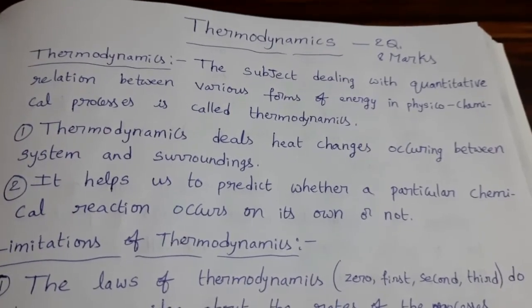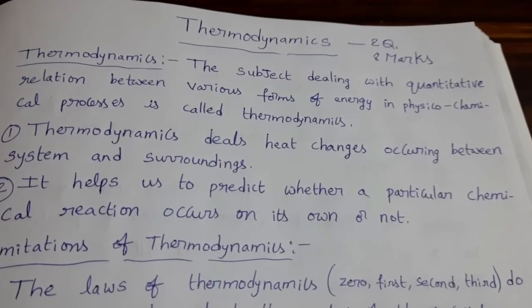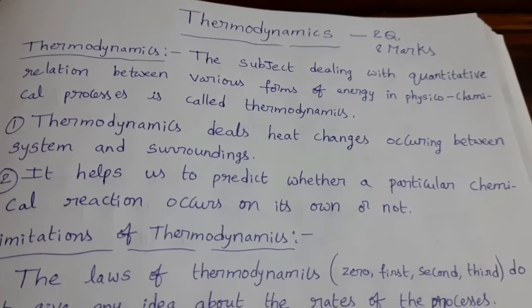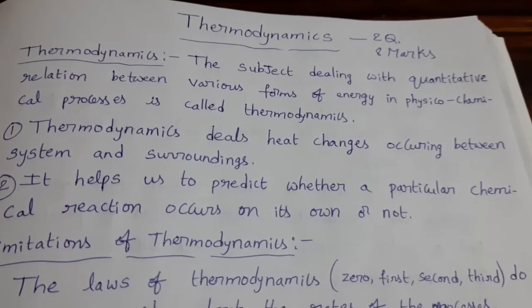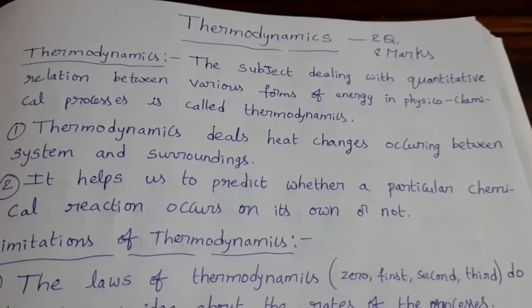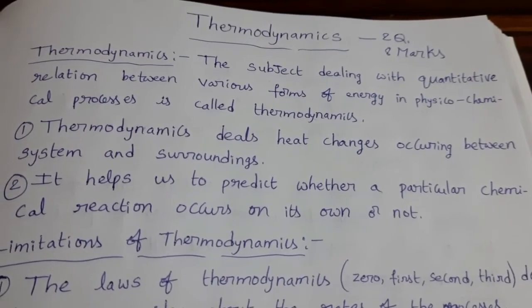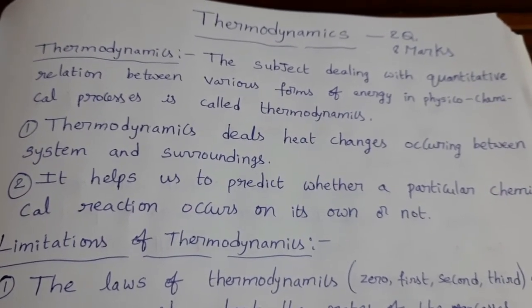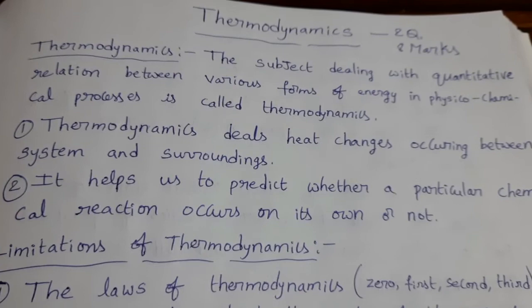Next, it helps us to predict whether a particular chemical reaction occurs on its own or not. So thermodynamics gives information about whether a particular chemical reaction takes place on its own or does not take place. That information we can get from thermodynamics.